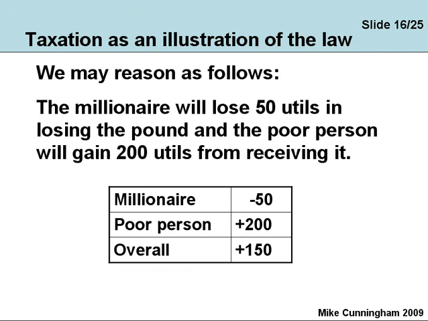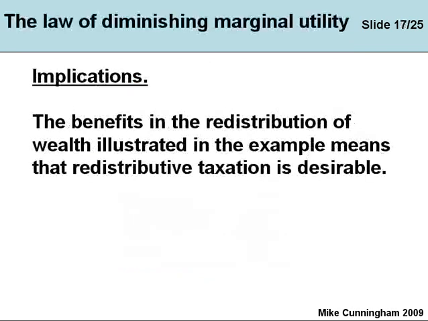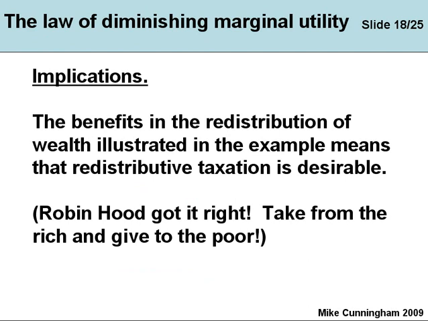So we're using the theory to try and explain taxation. The benefits of what we've just done: in the redistribution of wealth, it means that redistributive taxation is desirable. You take from the rich and you give to the poor. And that way society in total is better off. So, looks like the idea wasn't perhaps all the way down to economists. Perhaps other people got in on the act.